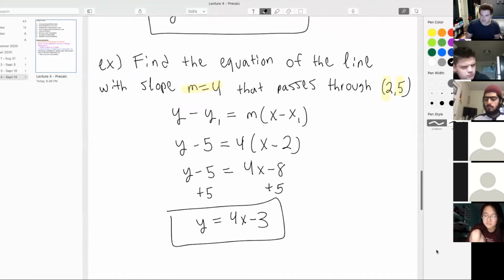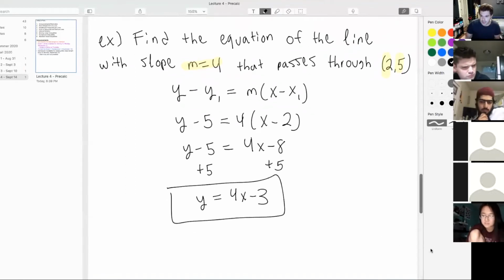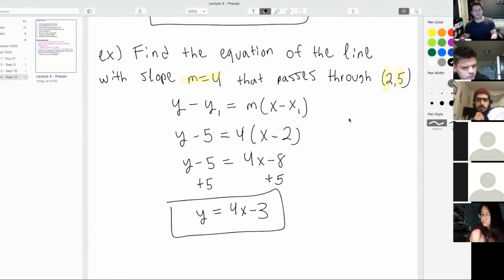All right, so any questions? I think it's pretty straightforward. You just have to use this point slope form of the line, okay? That's all you need to do.